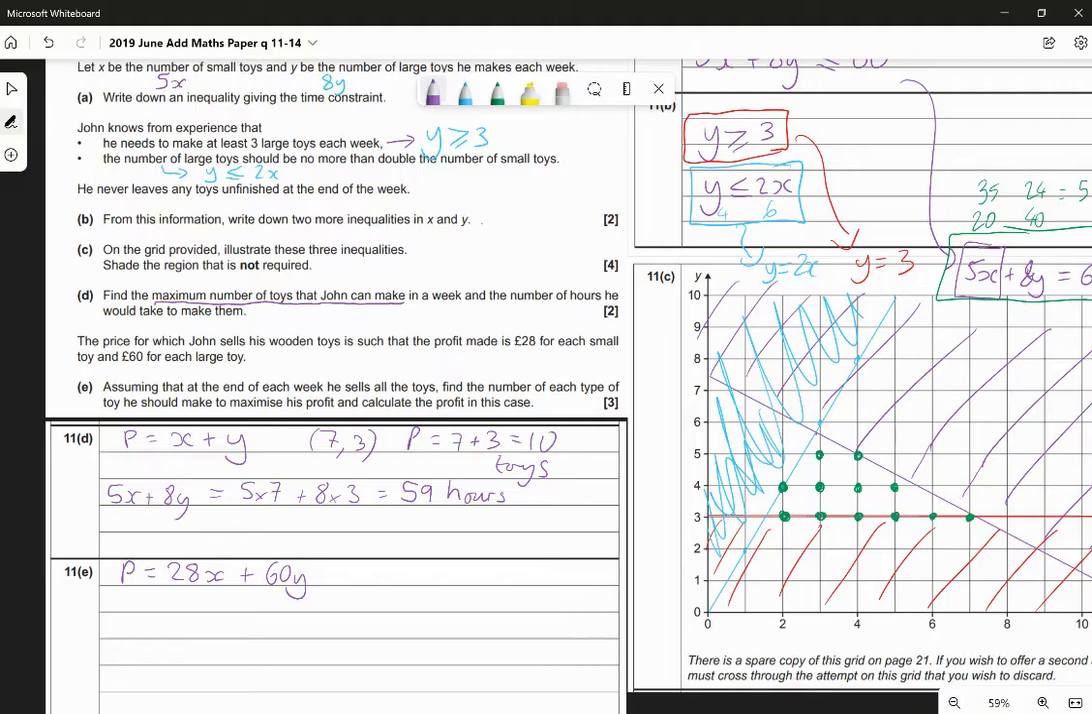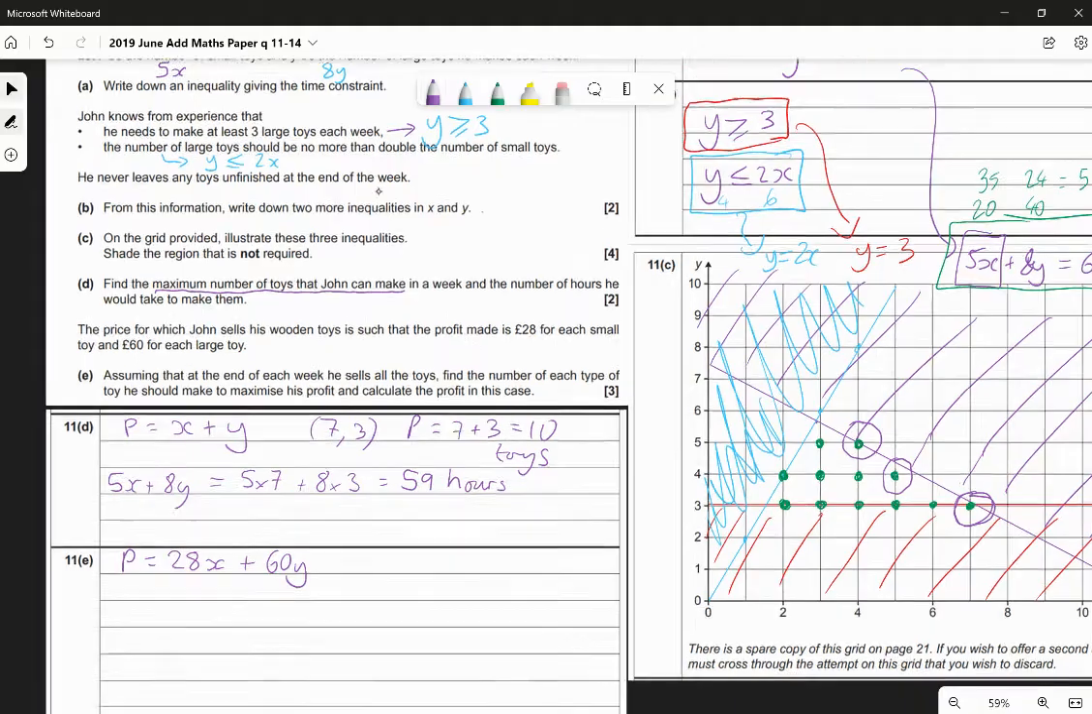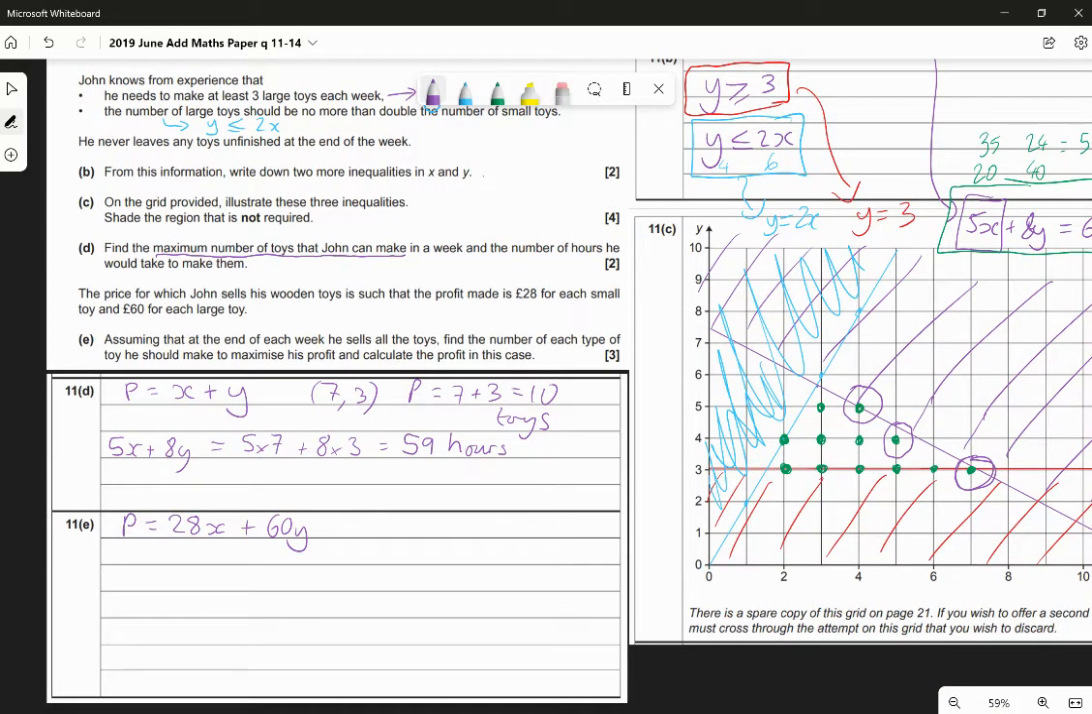So we want to find out which of these coordinates gives us our greatest profit. You might think, oh, I'll just plug 7, 3 in. But actually, he gets much more profit for large toys, so you kind of want to maximize the number of large toys. So you're probably going to be choosing between the original one, 7, 3, maybe this one here, but probably this one here. So I'm just going to check those 3 coordinates. I'm not going to bother with the others because the others have the same amount of one type of toy, but less of another type of toy. So if you make less toys, you're going to have less profit because every toy you make has extra profit.